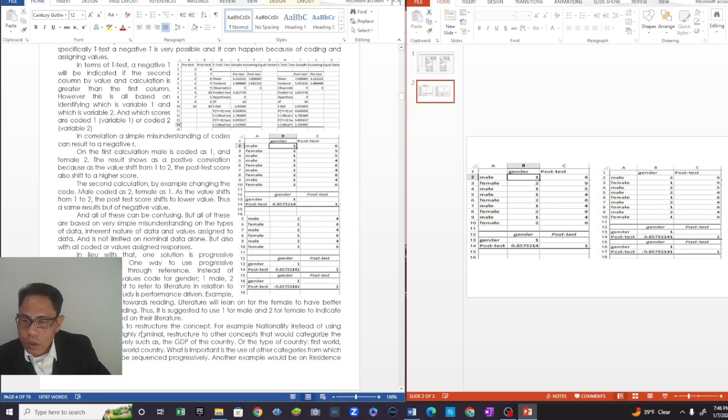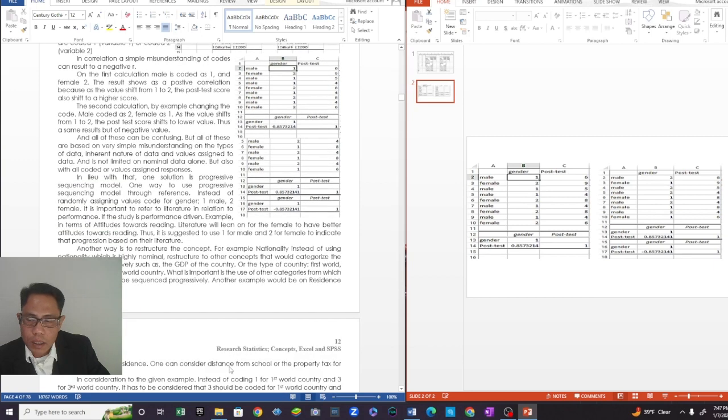Another way is to restructure the concept. For example, nationality. Instead of using nationality, which is highly nominal, restructure to other concepts that would categorize the information progressively, such as the GDP of the country or type of country. Is it first world, second world, third world? What is important is the use of other categories from which the information can be sequenced progressively.